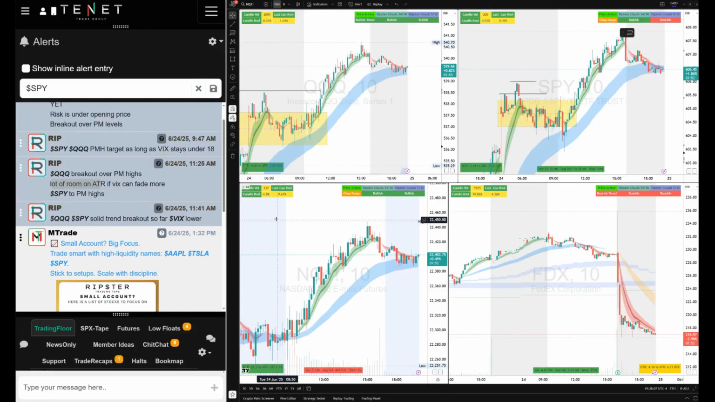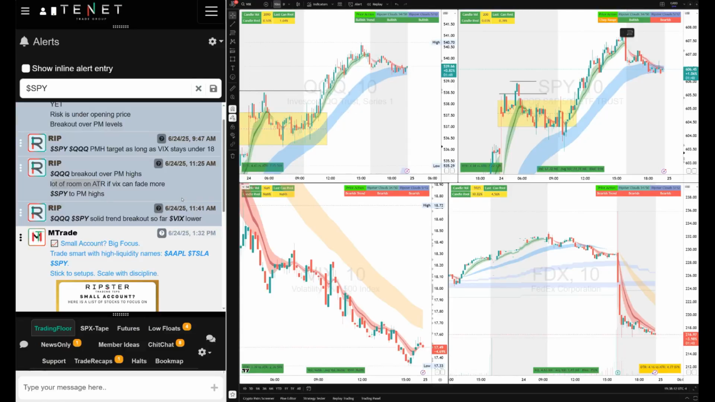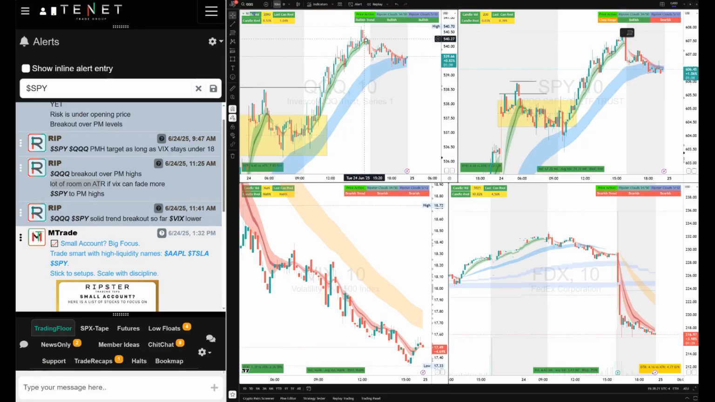So the guidance on this was when VIX starts to break down under 18, you take it long, just like our pre-market planning. And then we got this breakout, then we got this breakout. You add here or you add at this retest, and you hold it long. As long as it holds, you ride all the way up. So that was the bullish move.